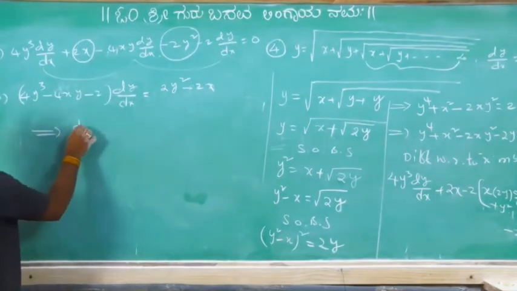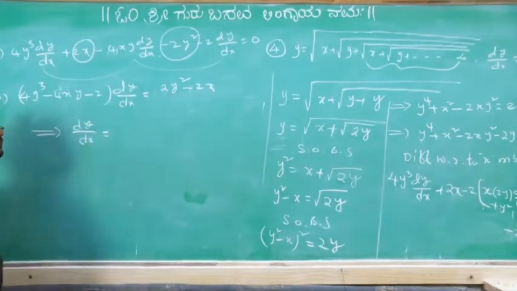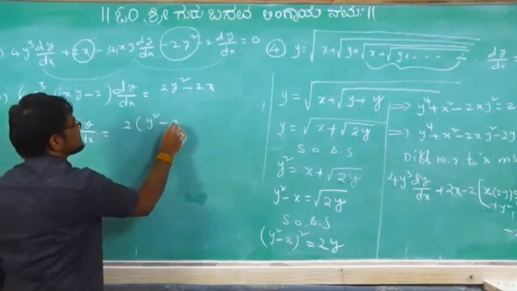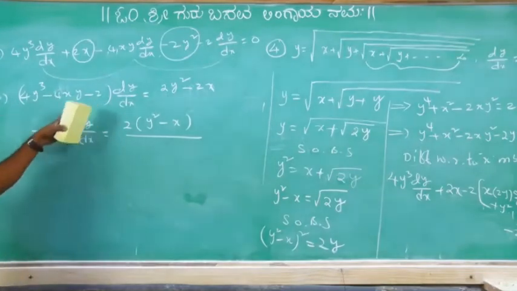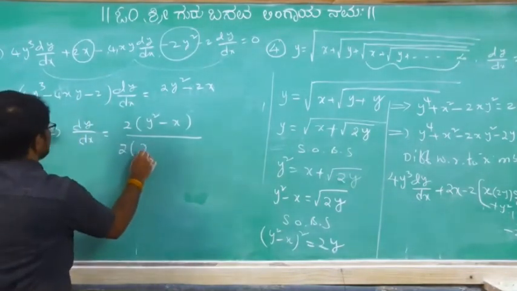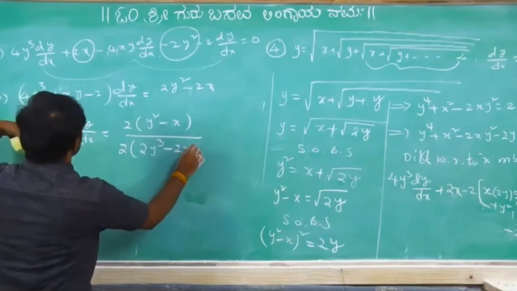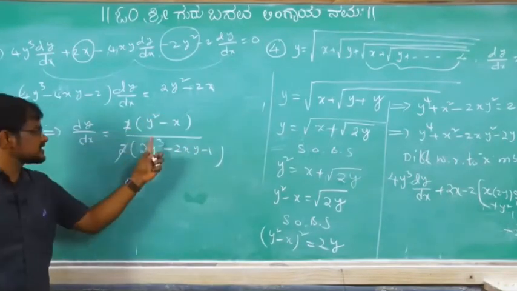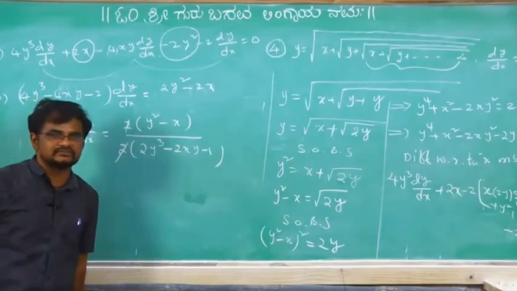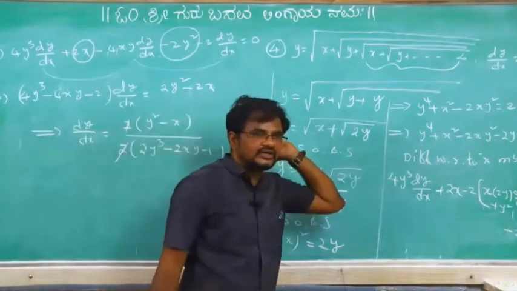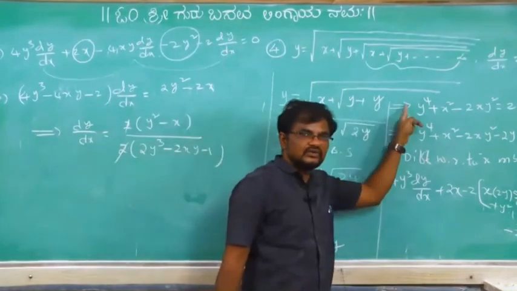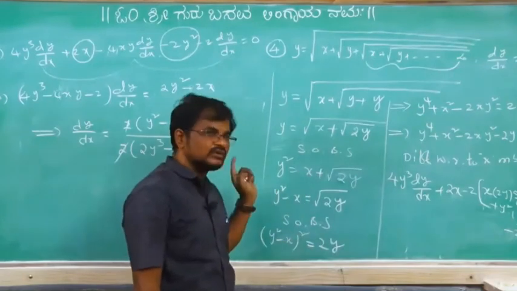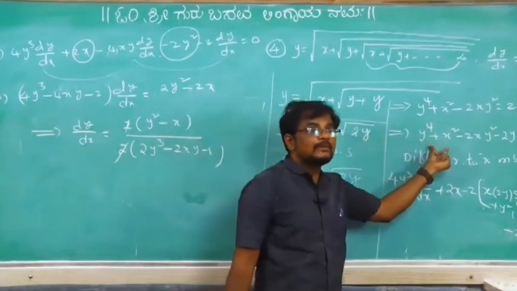That implies dy by dx equals, 2 common, y square minus x, whole divided by, in this one also 2 common, 2y cube minus 2xy minus 1. So what is remaining? y square minus x by 2y cube minus 2xy minus 1. So for this one, what did you do? From where it is repeating, that one again you took as y. You did squaring on both the sides, 2 times squaring on both the sides. Then you got one implicit function.